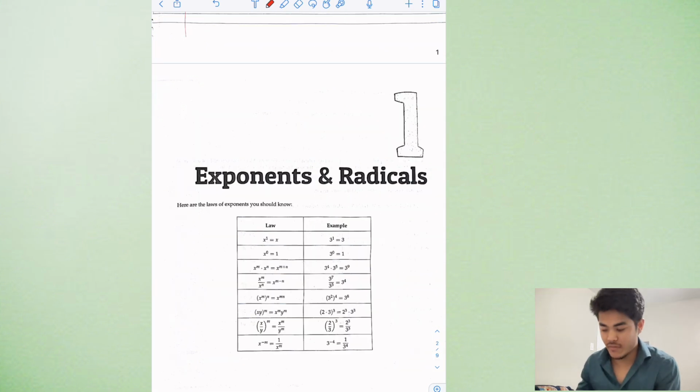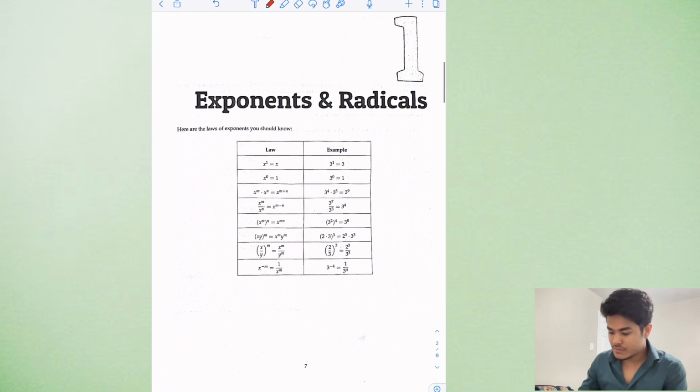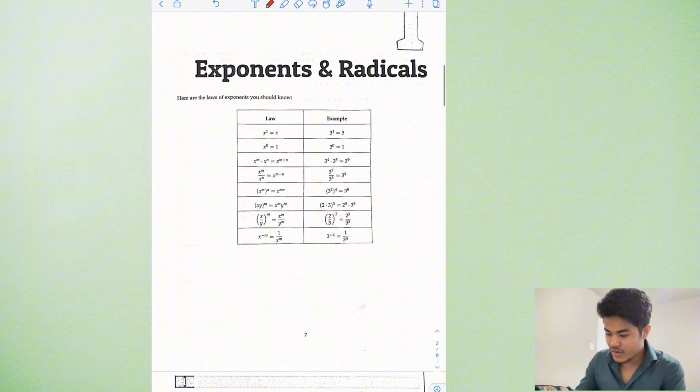I want to first tell you that I'm using the College Panda book, so you can also look up the College Panda book and practice with me. Right here it's exponents and radicals, and you can see the laws and examples.